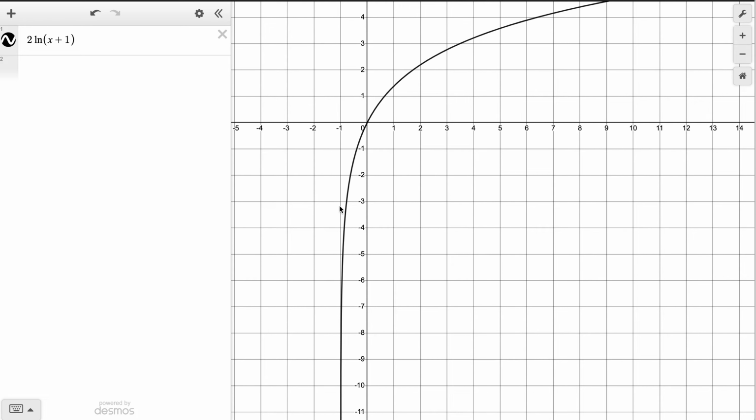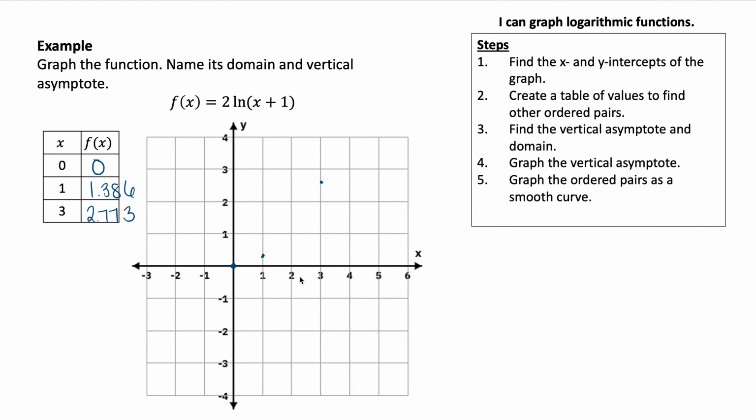Notice it has a vertical asymptote at x equals -1. So that's an important thing to keep in mind. So at x equals -1, that's where we have our vertical asymptote. And remember, you can find that looking at the equation, right? Remember what we're going to say is that x plus 1 is greater than 0 because we can't take the log of a negative number. And if you subtract 1 from both sides, you'll see that x is greater than -1. So that's how we get that vertical asymptote at x equals -1.